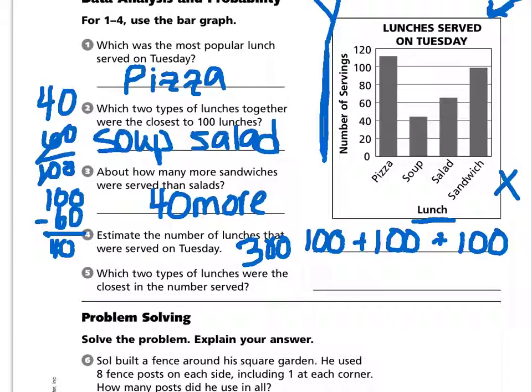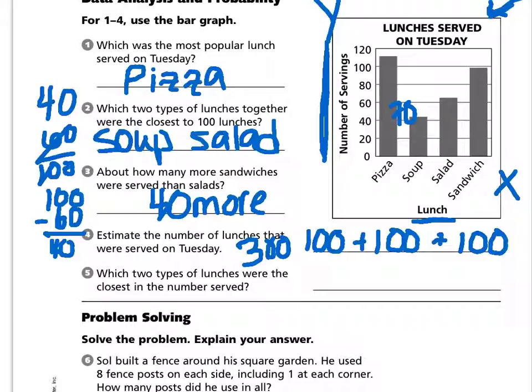For number 5, which two types of lunches were the closest in the number served? You can look at the graph and you can see about the difference. Between pizza and soup, it's between 110 and the difference would be 40. So I would subtract that and I would get about 70.